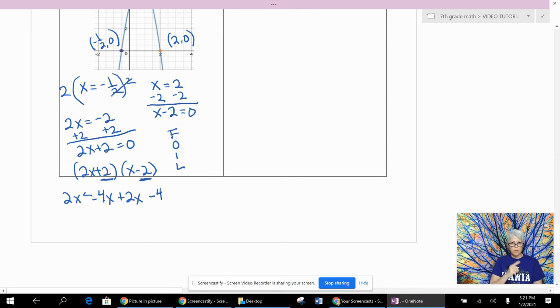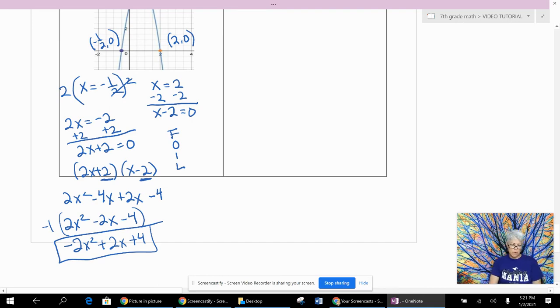Okay, I'm now going to combine like terms. I have 2x squared, minus 2x, minus 4. Bam. And guess what? Most of us are going to stop right here because we're going to forget that it is concave down. That means I need to distribute negative 1 across the whole thing. So my final answer is going to be negative 2x squared plus 2x plus 4. Woo! So much to remember.